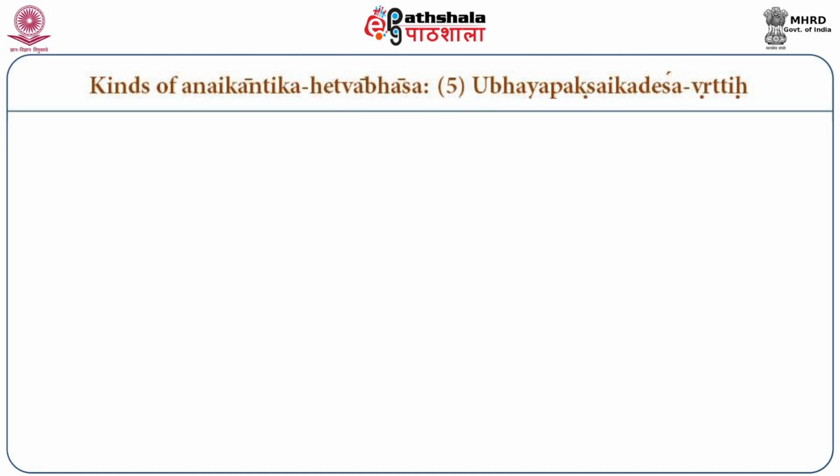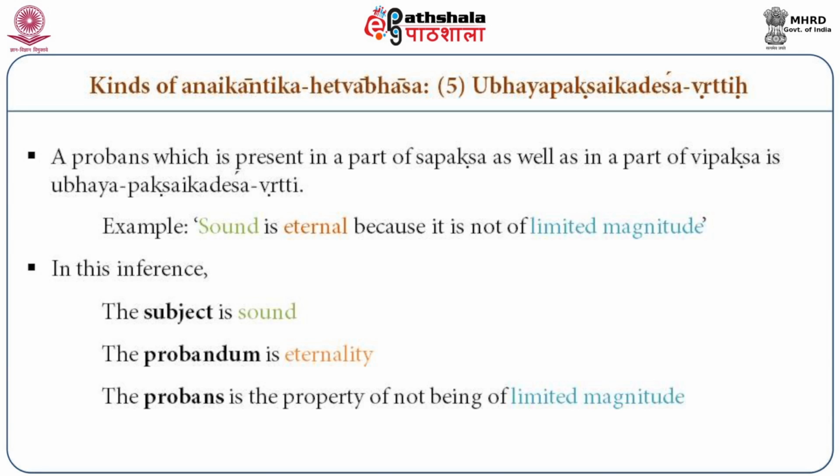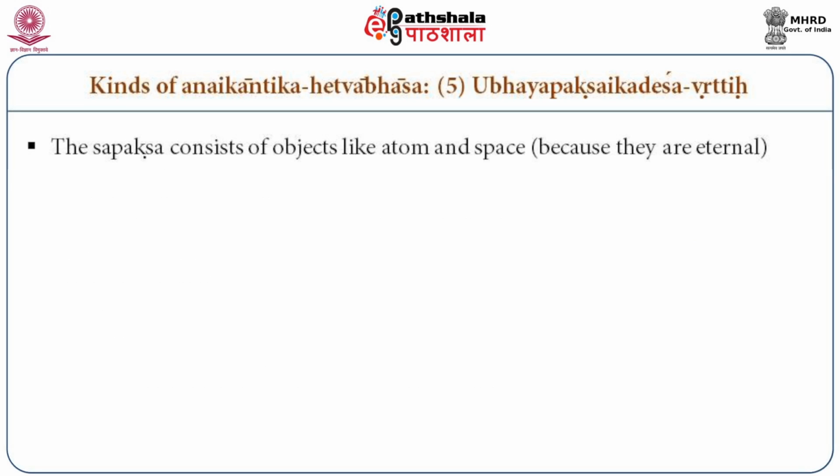Now the next one is ubhaya paksha ekadesha vritti, that is, hetu which exists in part of sapaksha and part of vipaksha. The example is: sound is eternal because it is not of limited magnitude, that is, amurtatvat. Now what is hetu? The being of limited magnitude. And what is sadhya? Eternality. So what will be sapaksha? The things which are eternal will be sapaksha, but those eternal things include things like atoms, which are of limited magnitude, and also things like akasha, which are not of limited magnitude. So hetu exists here in part of sapaksha.